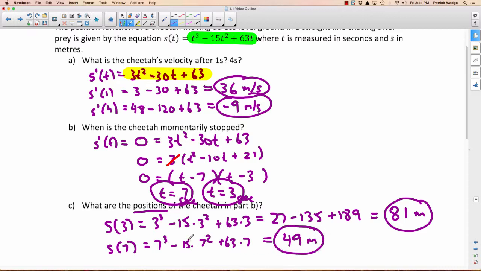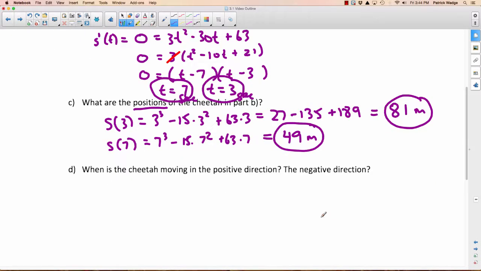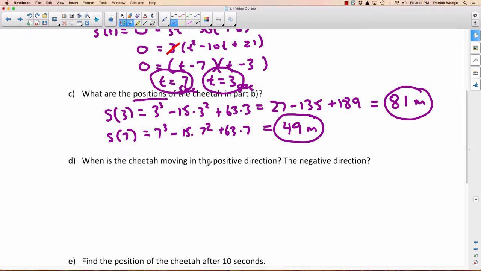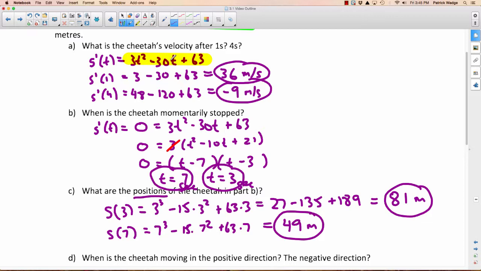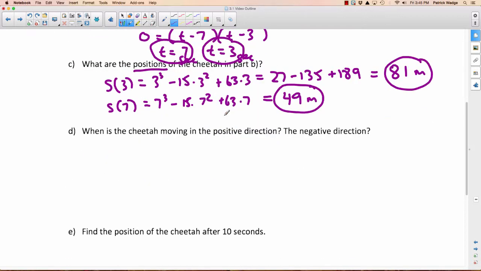Go ahead, I'm feeling lazy in this video. Go ahead and figure that all out, but that's what you'll get, 49 meters. Okay, D: when's the cheetah moving in the positive direction? When's it moving in the negative direction? Well, it's moving in the positive direction when the velocity is positive, when the velocity is greater than 0. So the velocity is this yellow one, and what we want to know is when is 3t squared minus 30t plus 63 greater than 0? That's what we're trying to solve here.